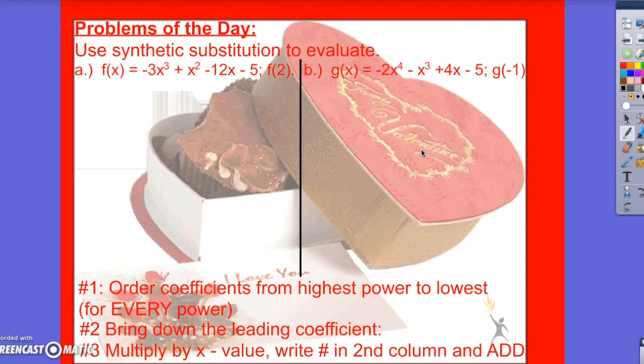It's important because synthetic substitution we're also going to be using throughout this lesson. To give you a little bit of background also with synthetic substitution, we use it in this lesson for graphing, and we also later on use it to do synthetic division. All right, so it's really important that you understand how to use it and that you're familiar with it.